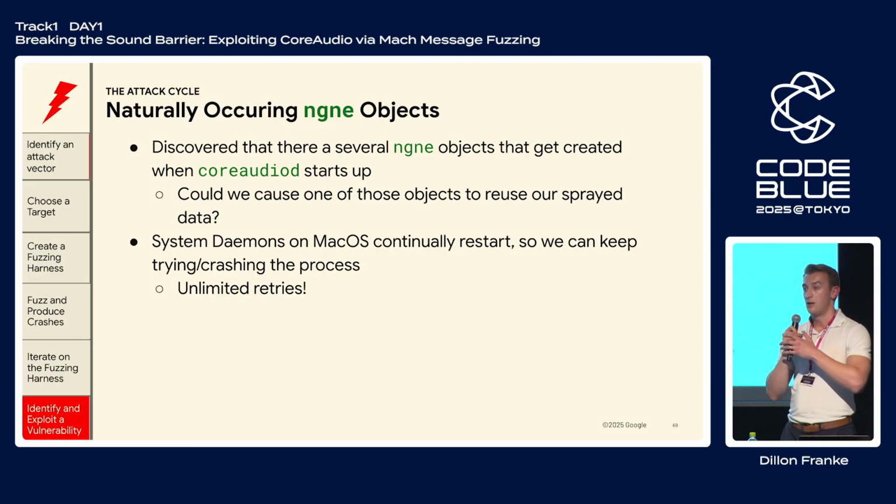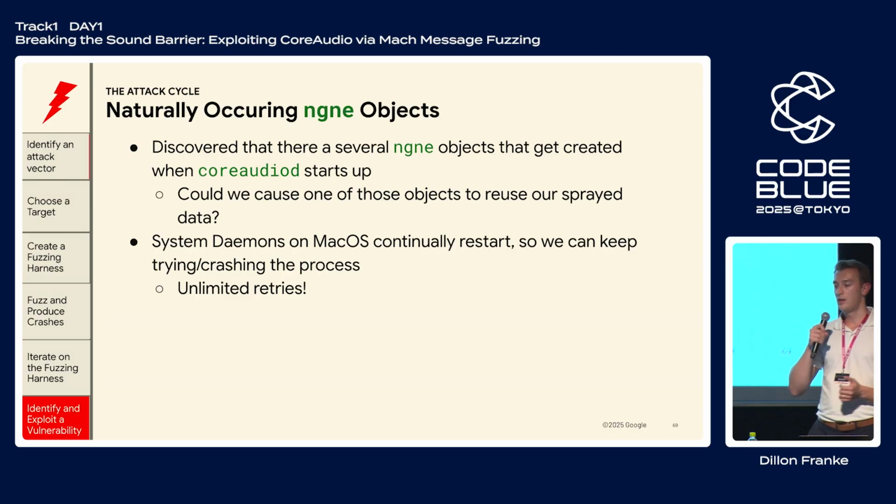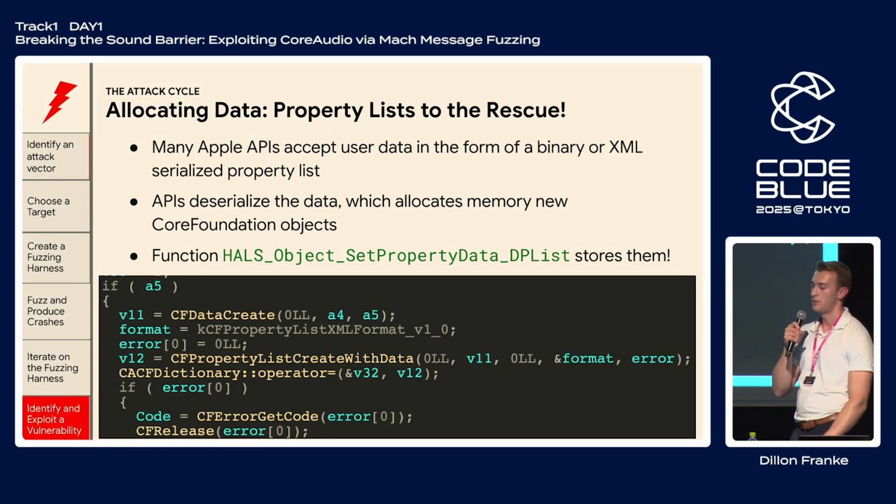One other interesting thing here, system daemons on macOS, similar to the Kindle talk that we heard, they continually restart. So we can keep trying and crashing the process, and we essentially get unlimited retries here to exploit the service.